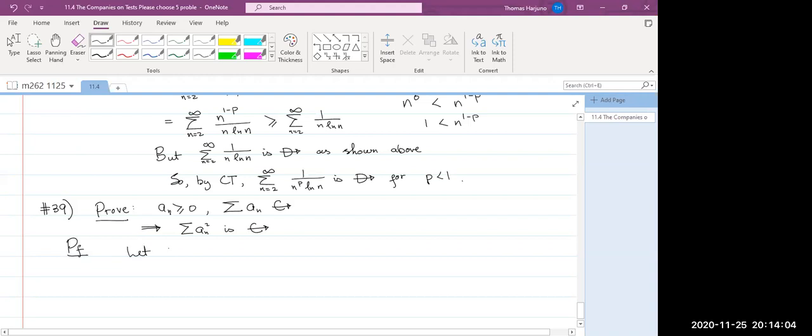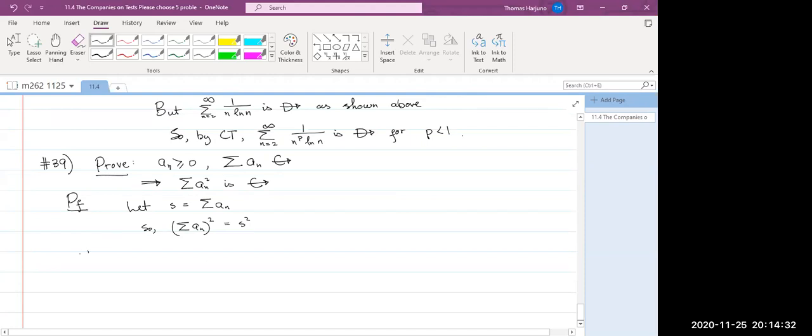I want to say that let S equal the sum of a sub n. Okay, so the square of the sum of a sub n equals S squared, right? But notice that the left hand side is actually a sub 1 squared plus a sub 2 squared plus a sub 3 squared and so on. That is actually less than or equal to the square of the sum of a sub n.